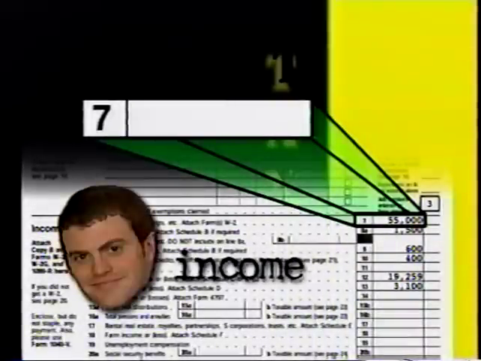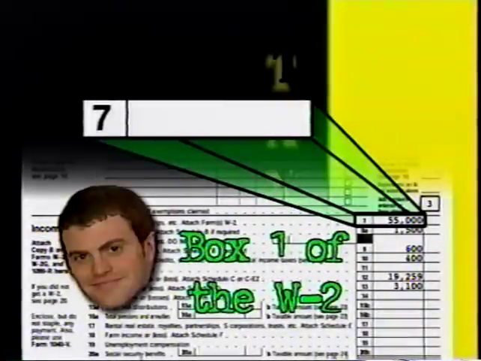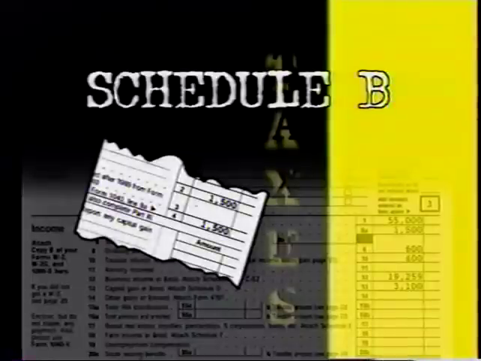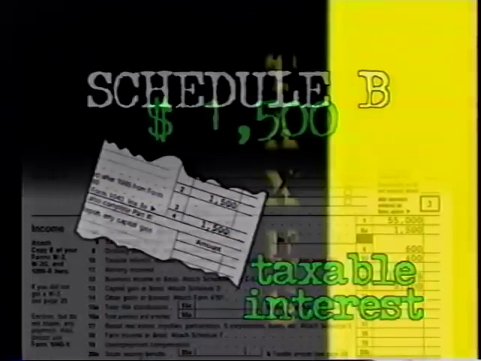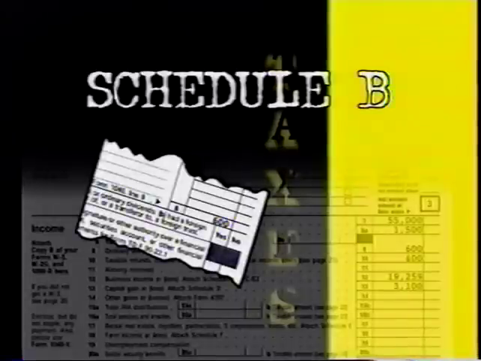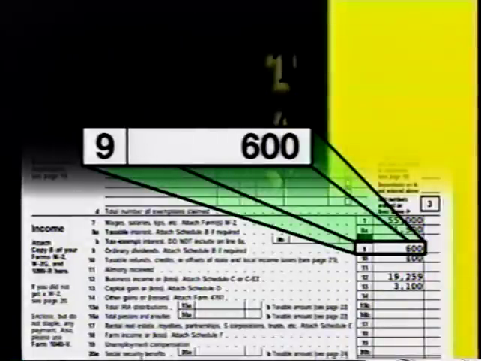Let's begin with line 7, Archie's income. This is found in box 1 of the W-2 form that his employer has sent him, $55,000. Schedule B, line 4, tells us the total of the Hendersons' taxable interest, which is $1,500. That goes on line 8A of the 1040. For line 9, we look at Schedule B again. Line 6 gives us $600 in ordinary dividends, which we then plug into line 9.